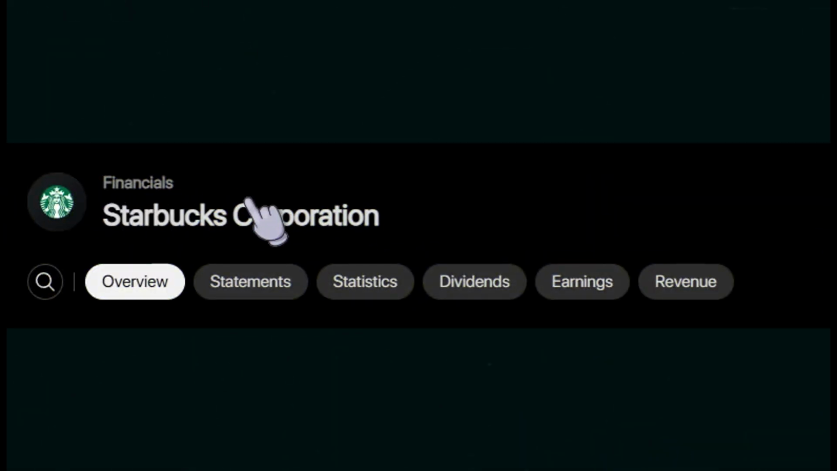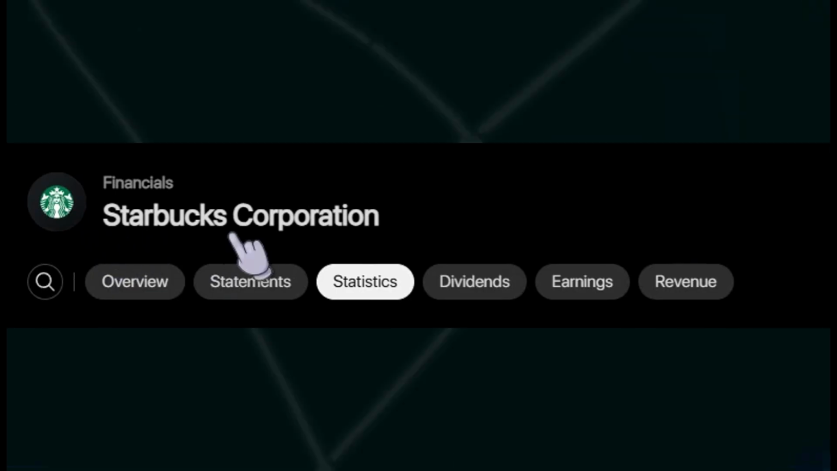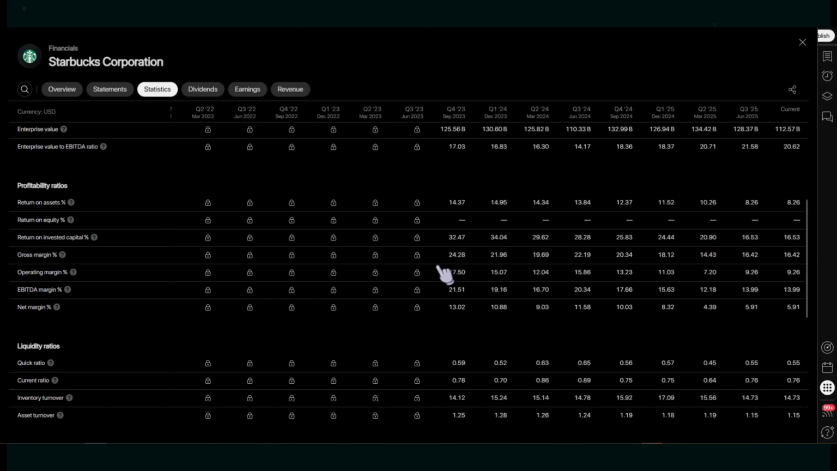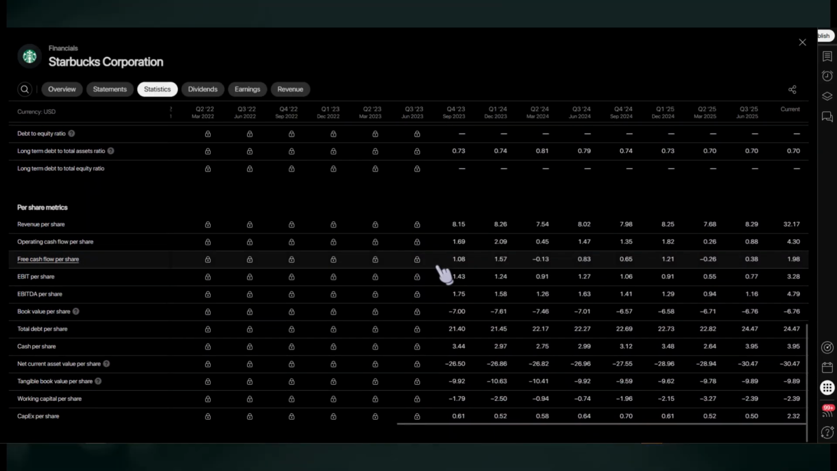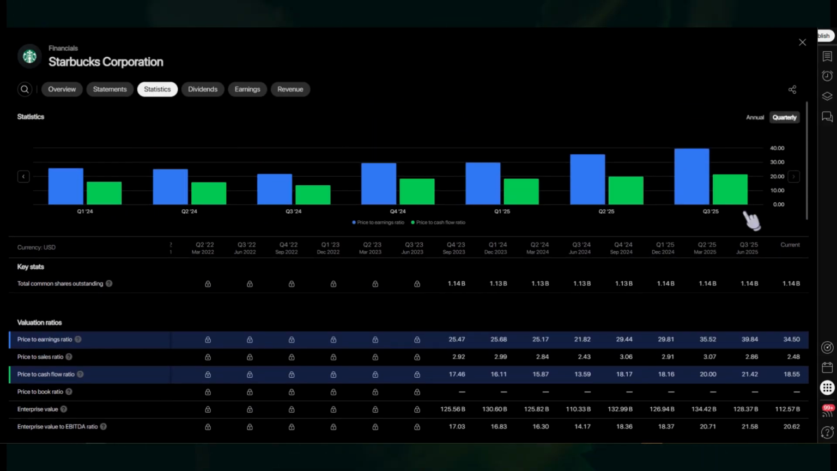Today, we're going to break down financials using TradingView's Statistics tab on Starbucks, ticker SBUX. I see a lot of people skip right over this section, but honestly, it's packed with information that can help you decide if a stock is actually worth buying. So let's dive in, and I'll show you exactly what I look at when going over the Financial Statistics tab.